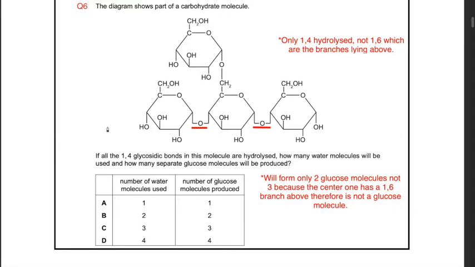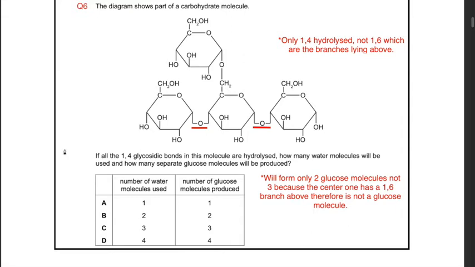And I have already shown where 1,4 glycosidic bonds occur in this molecule, underlined in red. And if you hydrolyze them, 2 water molecules will be required, 1 for each underlined part. Therefore, if you go to the answers, the number of water molecules used should be 2, leaving us with the answer being B. And the number of glucose molecules produced is also 2.